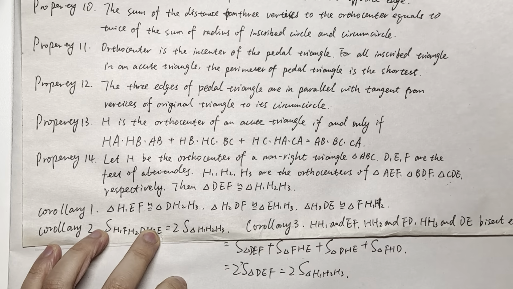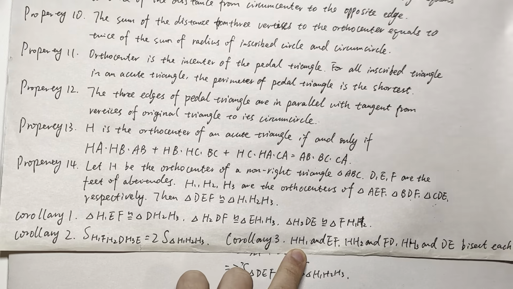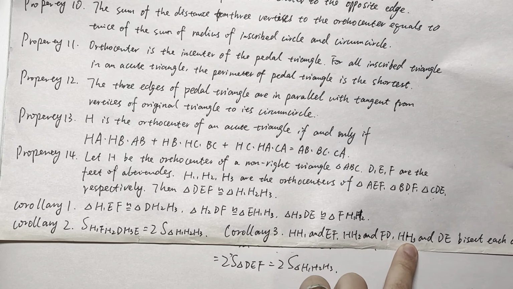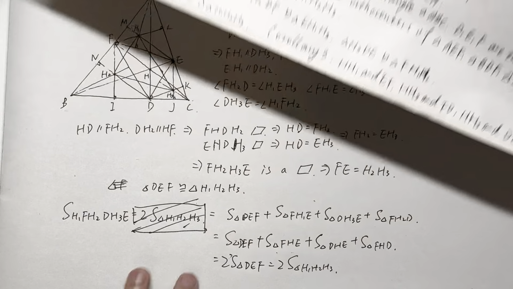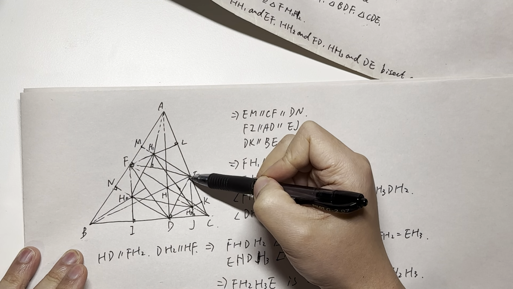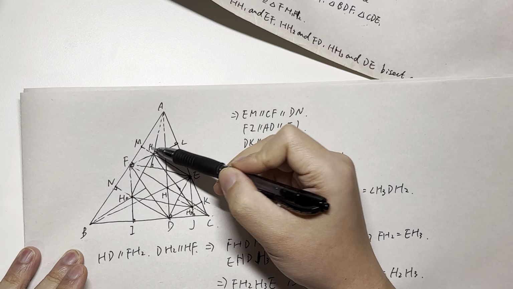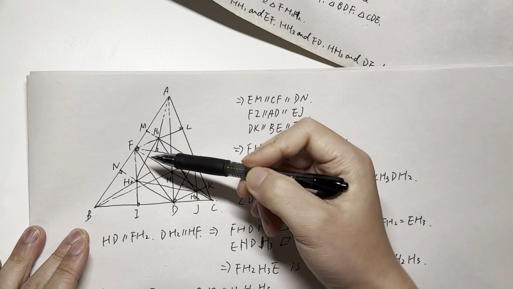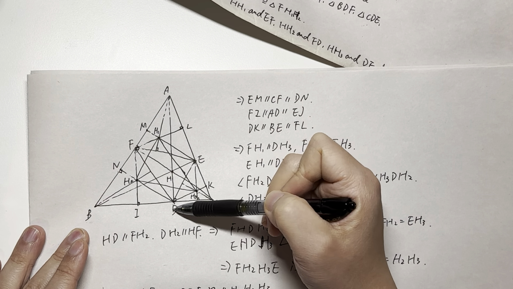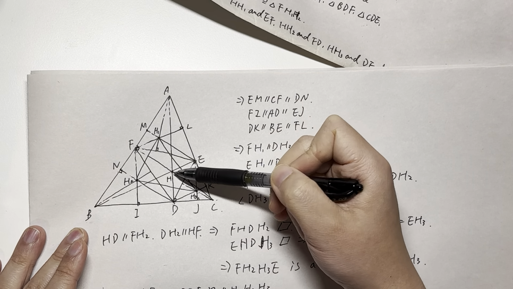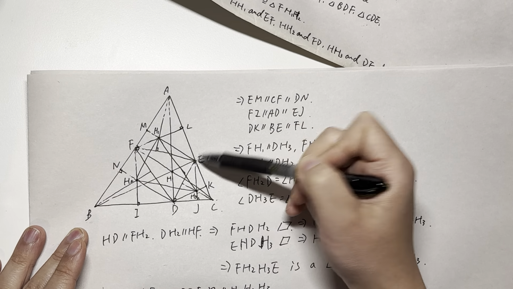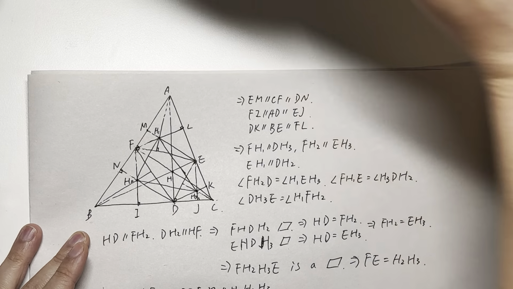That's this one. And we have corollary 3, saying that HH1 and EF, HH2 and FD, HH3 and DE bisect each other respectively. HH1 and FE bisect each other, of course, because FH1EH is a parallelogram. HH2 and FD bisect each other because FH2DH is a parallelogram. HH3 and DE bisect each other because HDH3E is a parallelogram.